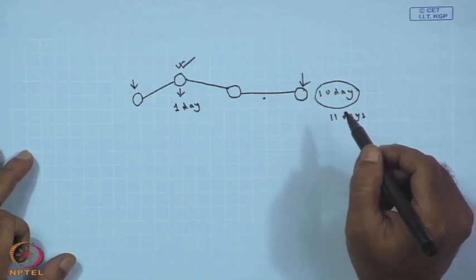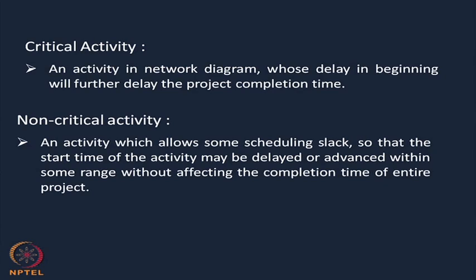So, what is a non-critical activity? A non-critical activity is an activity which allows some scheduled slack, so that the start time of the activity may be delayed or advanced within some range without affecting the completion time of the entire project. You see this one, here you can allow some scheduling slack, so that the starting time of the activity may be delayed or advanced. If you want, you can delay it a little bit, or advance it a little bit, but that will not affect the project completion time.